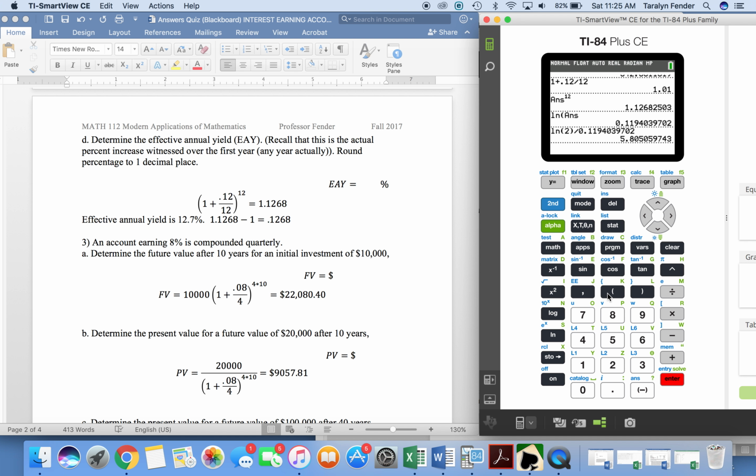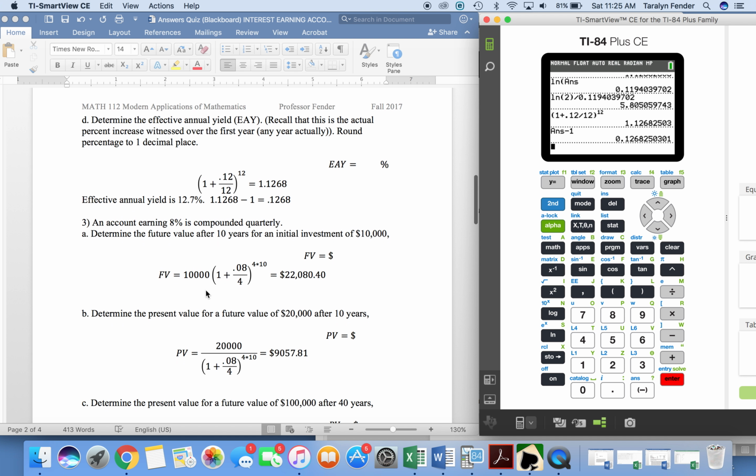So if you take your parentheses, 1 plus 0.12 divided by 12, and raise it to the 12th power, that gives you 1.1268 whatever, and subtract 1 from that, and that gives you the interest rate. Now the instructions said to round to 1 decimal place, so I rounded it to 1 decimal place.